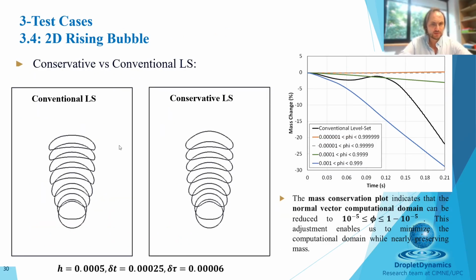Next, classical bubble rising example. Here also with an unarmed eye, you can see that the conservative level set conserves mass very well. Here there is a graph that shows that one has to be careful when choosing the narrow band around the interface where the sharpening equation is solved. If you choose it too small, you might start losing mass, but if you choose it well, you conserve mass very, very accurately.